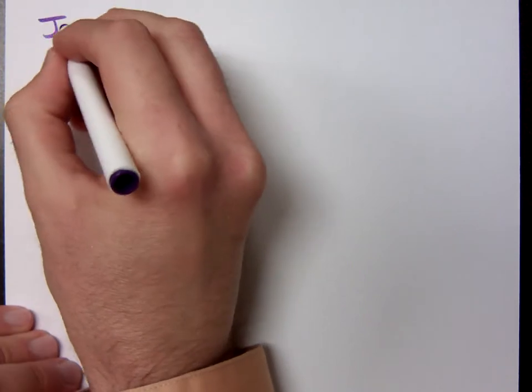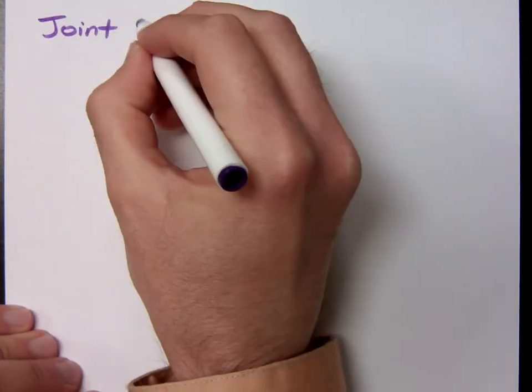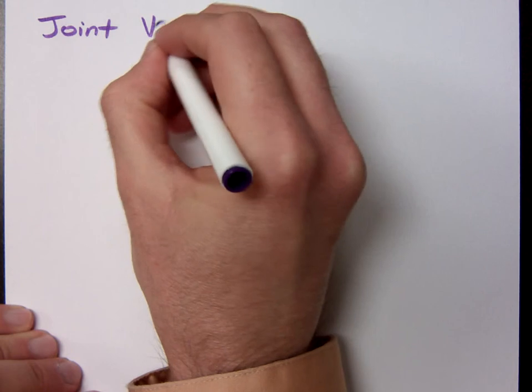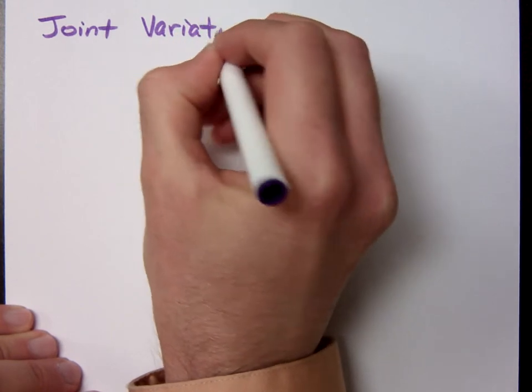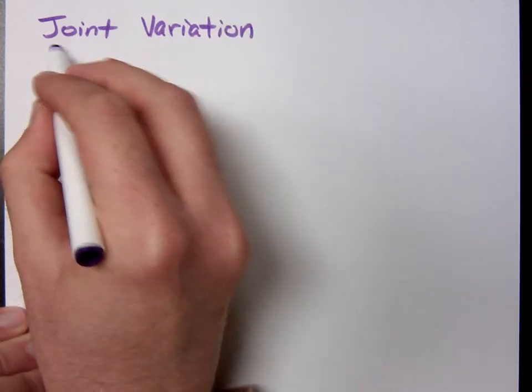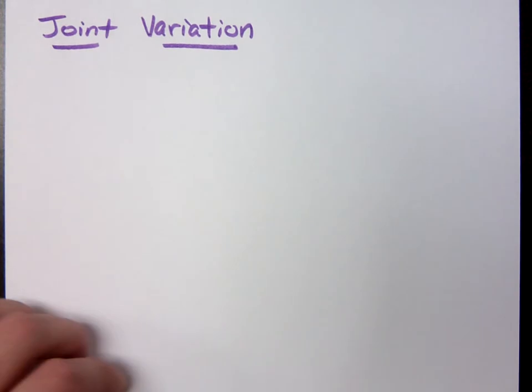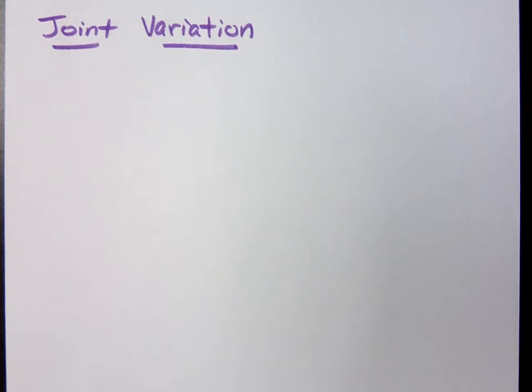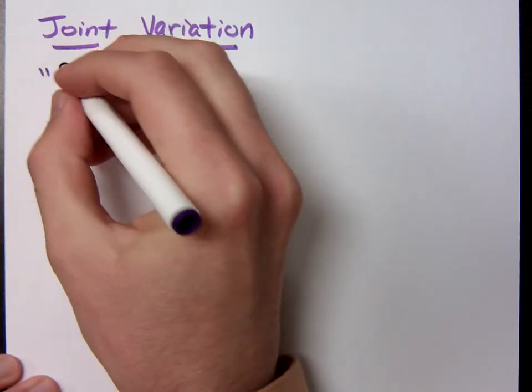All right, now let's talk about another type of variation, which is... Oh, jeez. Calm down there. I know you're excited. This is joint variation. This is not puff puff pass variation. This is joint variation.